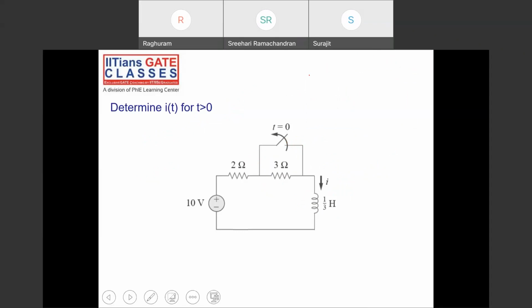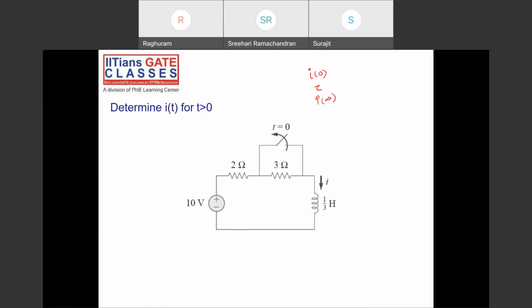Three steps: I of 0, tau, and I of infinity. It's an RL circuit, right? I of 0 is 2. See what the switching action is here.